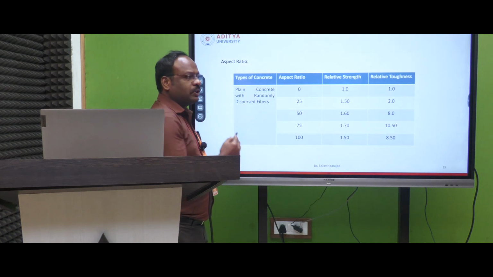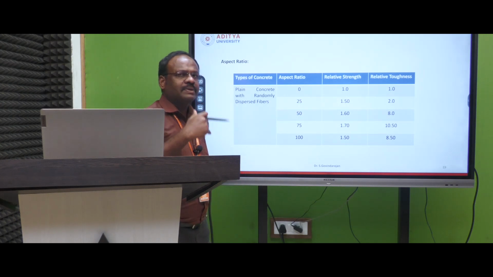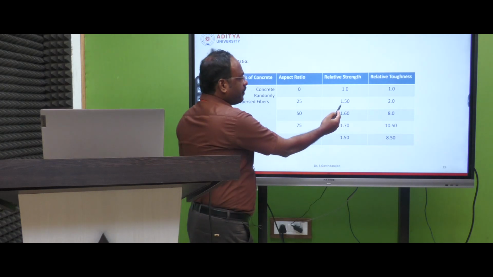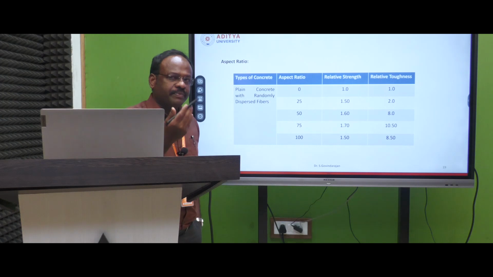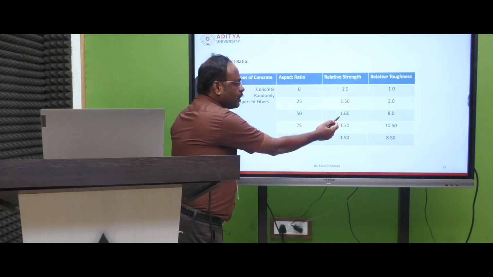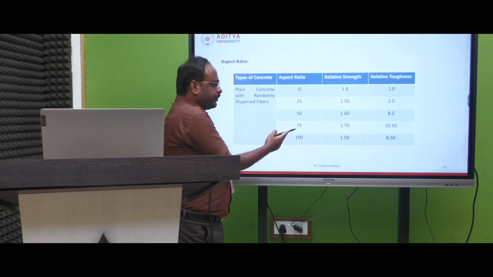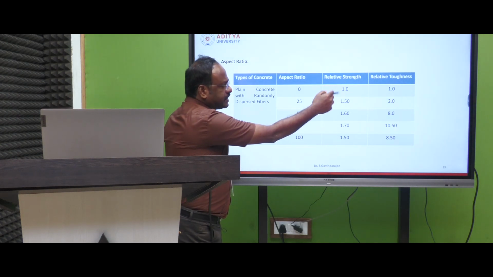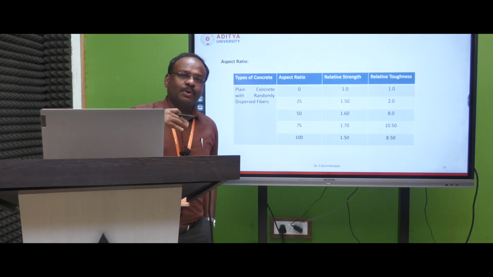When we move on to 25, your aspect ratio selection is 25, what is the relative strength value? It moves to some more strength compared with the conventional 0. Therefore 1.5, and relative toughness is given as 2. Again I go to more than 25, like 50, that value will increase a little: relative strength is 1.6 and relative toughness is 8. When I go for the fourth one, 75 aspect ratio, the relative strength is 1.7 and relative toughness is equal to 10.50.